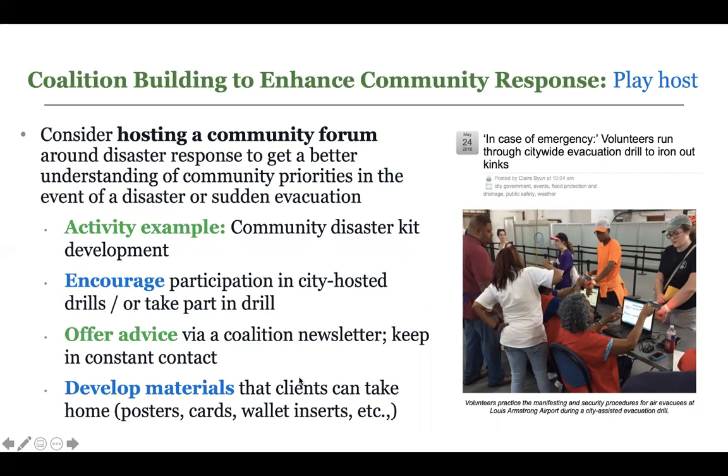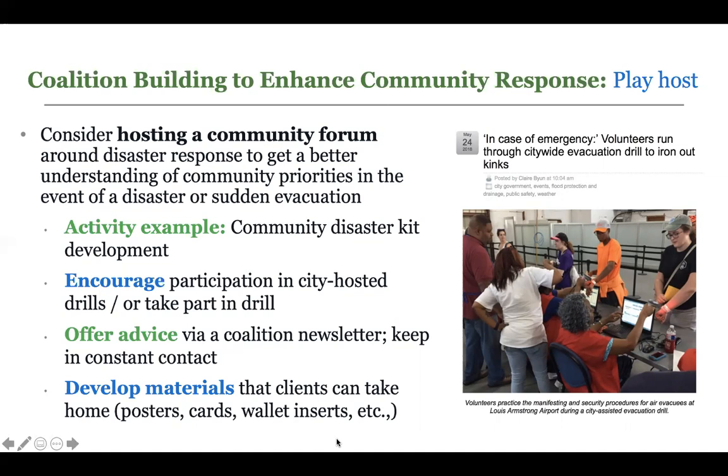So yeah, I recommend that you also get involved in the city-hosted drills. Vacuteer and GOSEP and NOLA Ready operate a lot of these and partake in a lot of these. If you can start a coalition, that's incredible. Keeping in contact with people who have similar missions as you and abilities is a very good idea. And then again, developing materials.